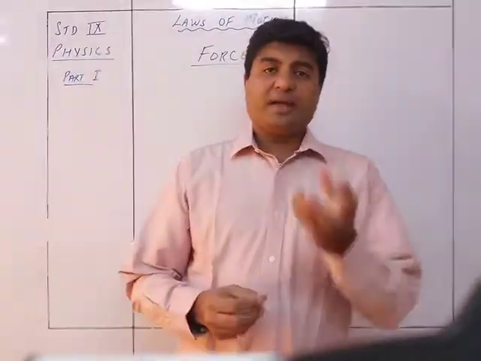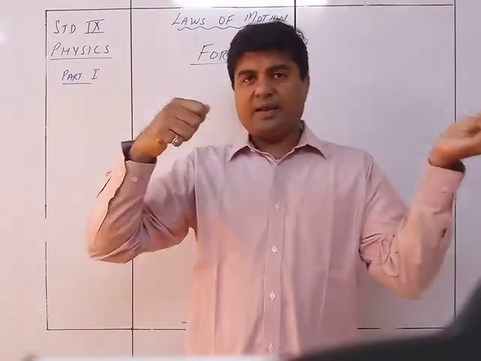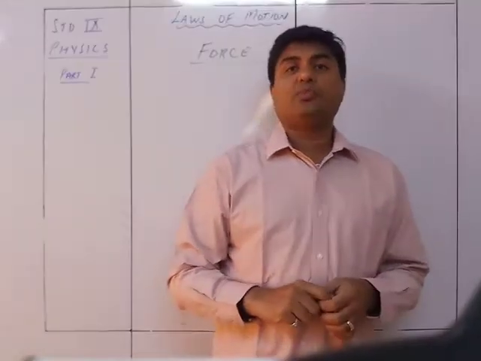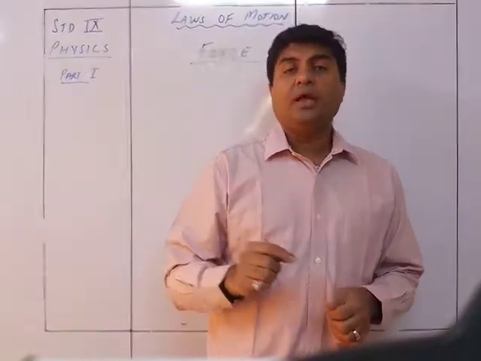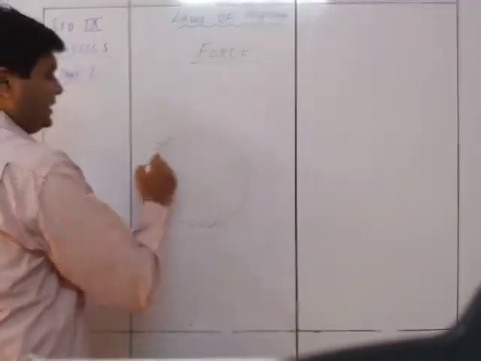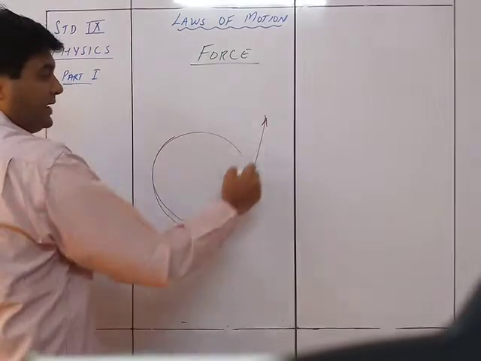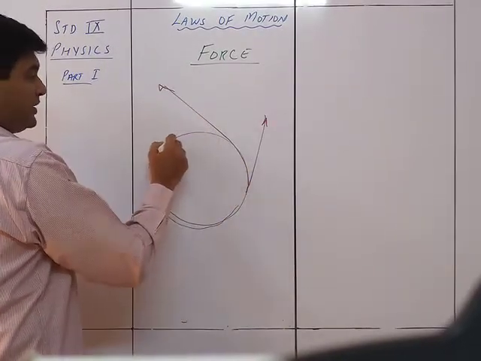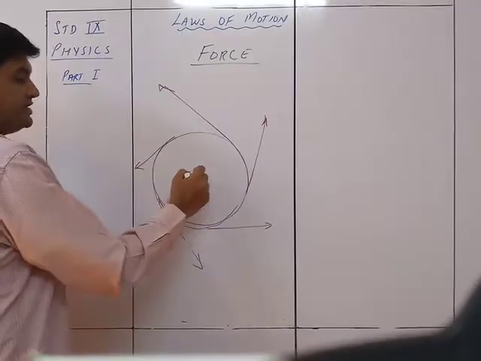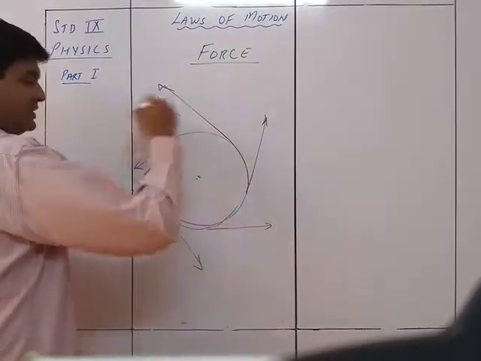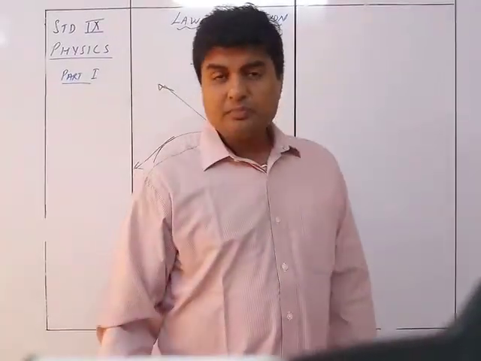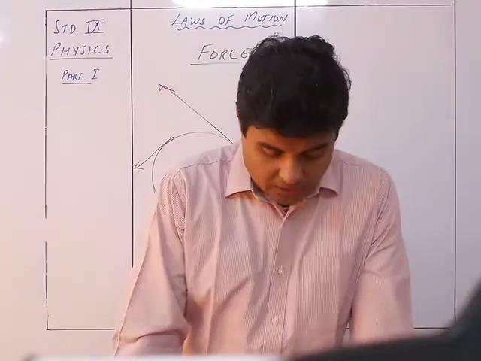Here, if I take a stone, tie it to a thread and swirl it like this, it is seen that the direction of motion changes continuously, because the direction of motion will always be tangential. When it is moving like this, at this point the direction is this way, at this point it is this way, and at this point this way. So you can see that when I swirl the stone like this, at each and every point the direction of the stone changes.